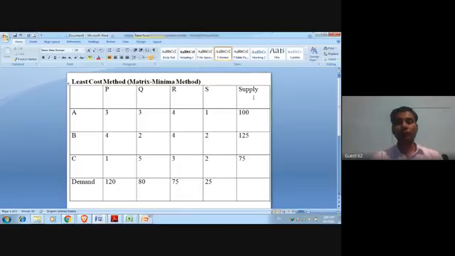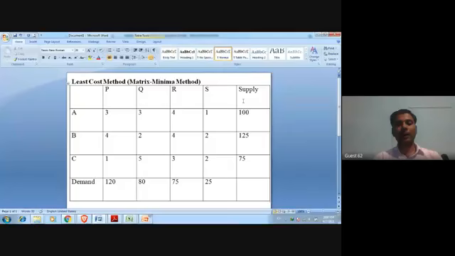First of all, we will check our supply and demand. Factory A can supply 100 units, factory B can supply 125 units, and factory C can supply 75 units. The demand of warehouse P is 120 units, demand of warehouse Q is 80 units, demand of R is 75 units, and demand of S is 25 units. So these are the demand and supply.